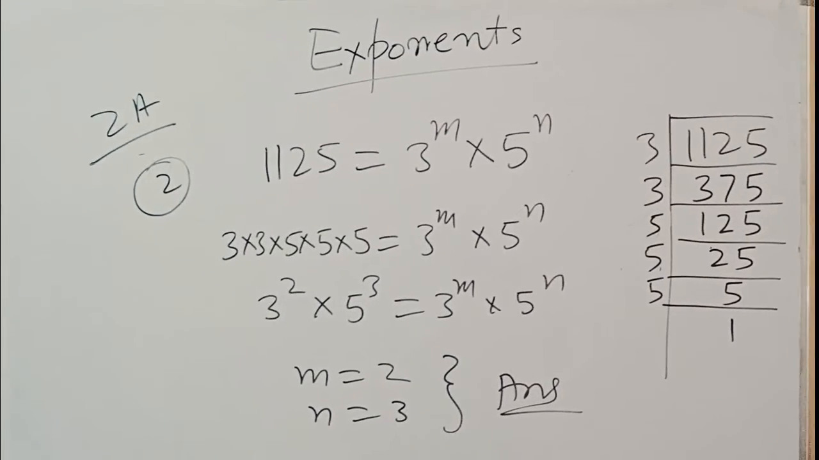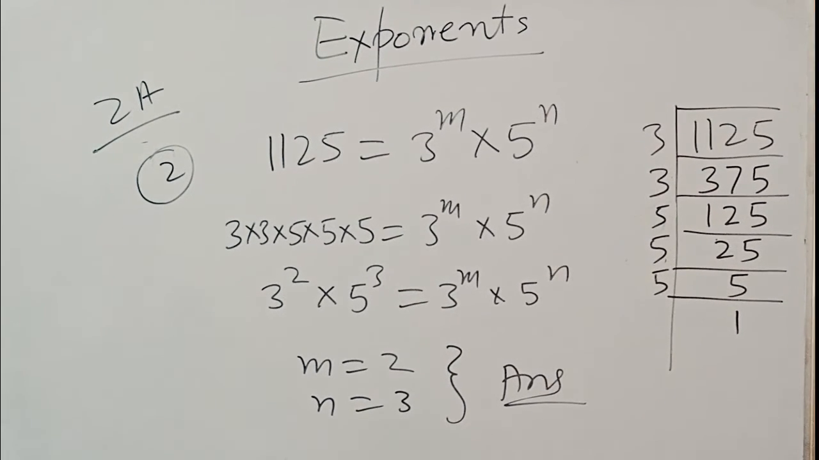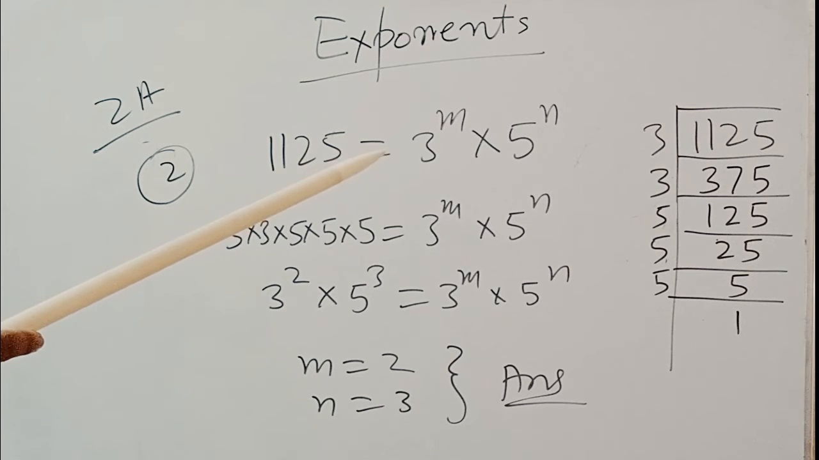Children, I am taking question number 2 of the same exercise. Given 1125 equal to 3 to the power m multiplied by 5 to the power n, we have to find out the value of m and n. So what you will do is make the factors of 1125. Here I have done it for 1125.